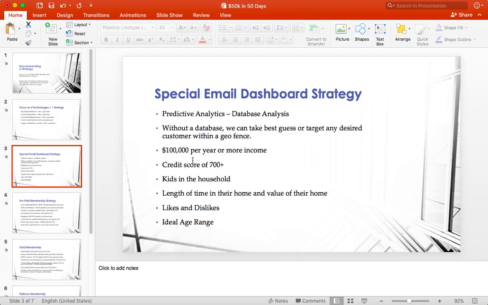Wouldn't your business love to communicate with only those people who make $100,000 a year or more, that have really good credit, that have kids, that have lived there for a long time? They love the kind of thing that your business does, and they're the ideal age to communicate with. Wouldn't you love to just cherry pick those people out of all of the neighborhood and communicate only with those people rather than with people who don't fit that ideal demographic? That's all predictive analytics is. Now we have that ability.